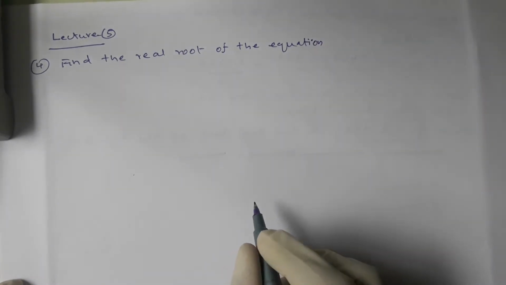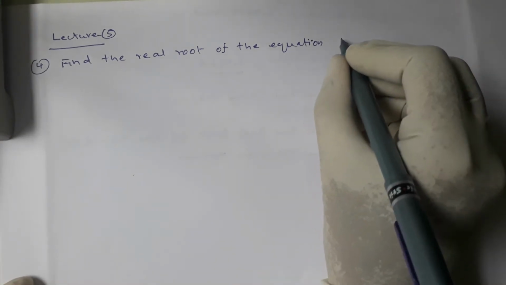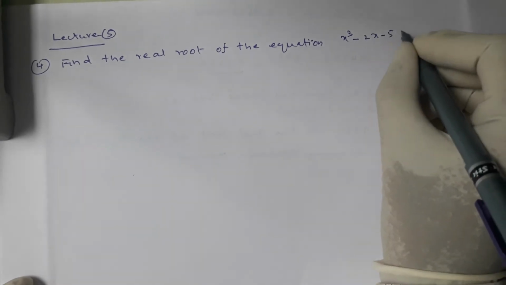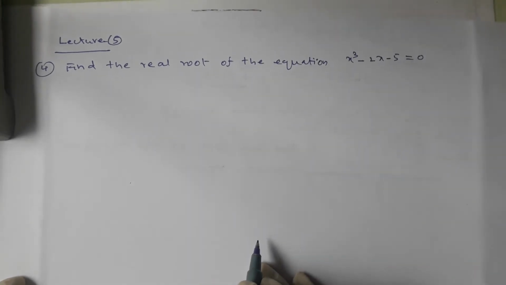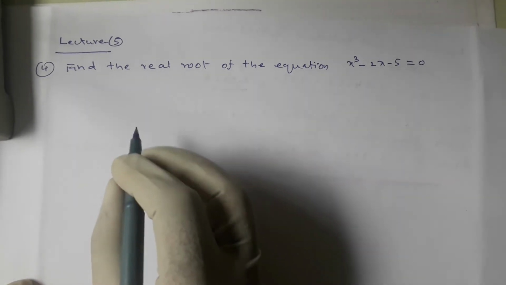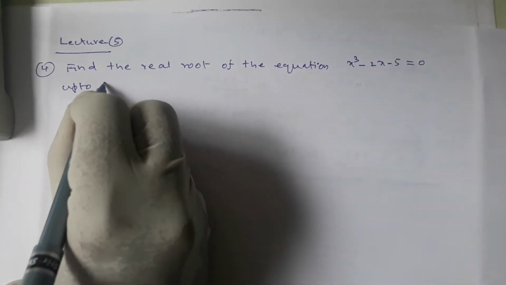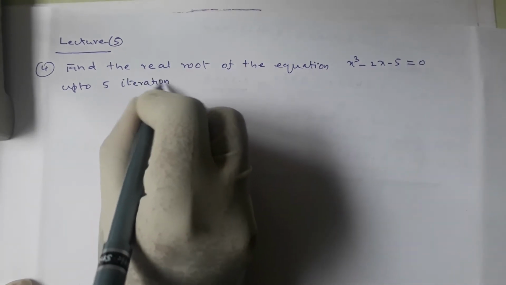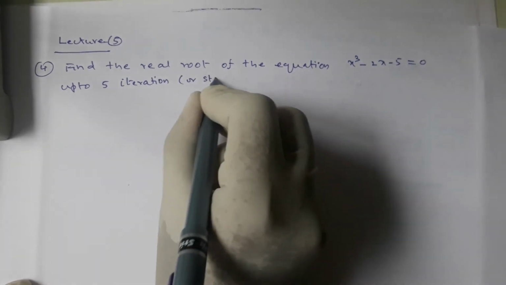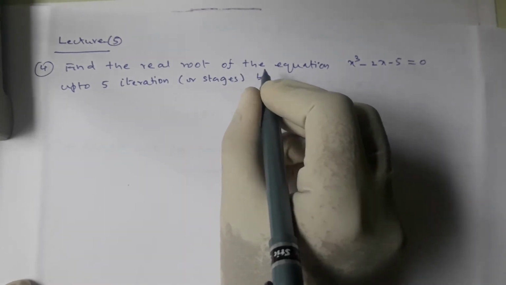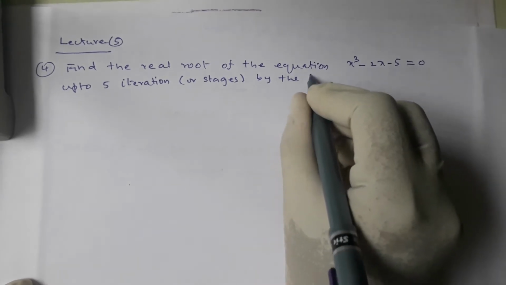Find the real root of the equation x cube minus 2x minus 5 is equal to 0, up to 5 iterations or stages by the bisection method.